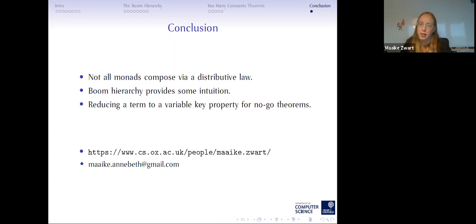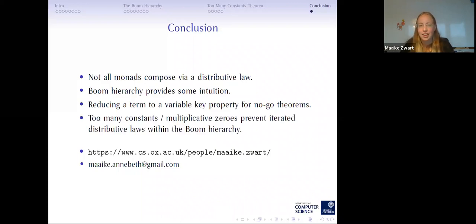And this intuition has led me to formulate a conjecture that reducing a term to a variable, perhaps via a substitution, is really a key property for all of my no-go theorems, and might even be a key property for any possible no-go theorems. Who knows? And lastly, I've shown you that having too many constants in your theory combined with the multiplicative zero property prevents iterated distributive laws within the Bohm hierarchy. And with that, I am done.